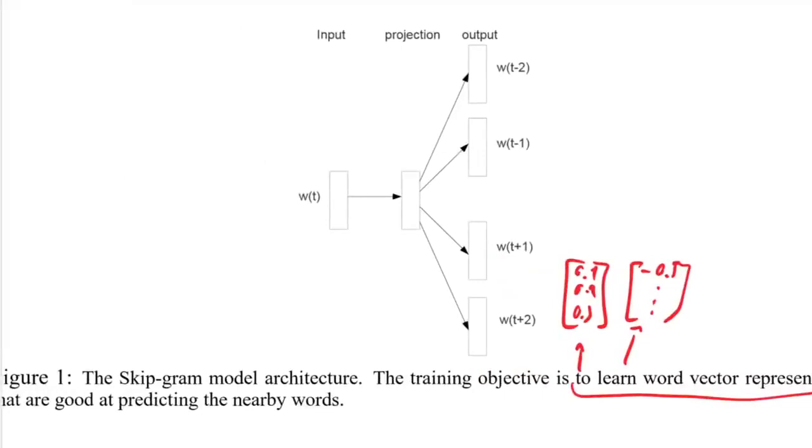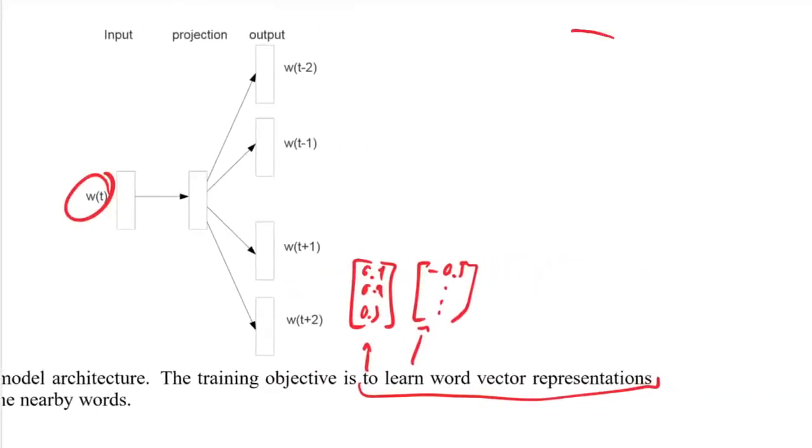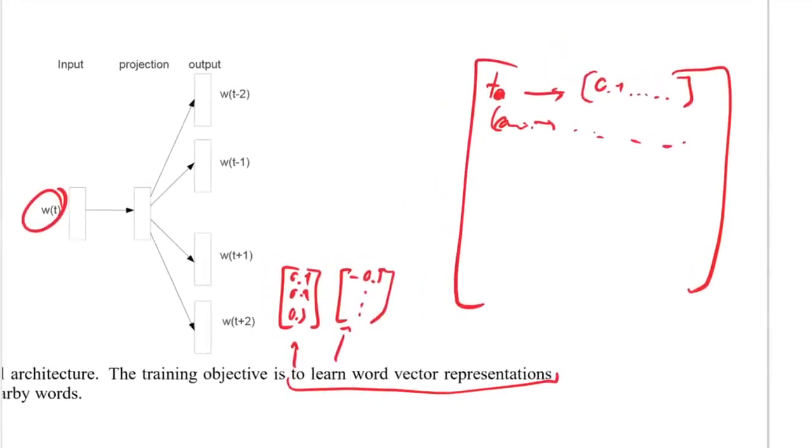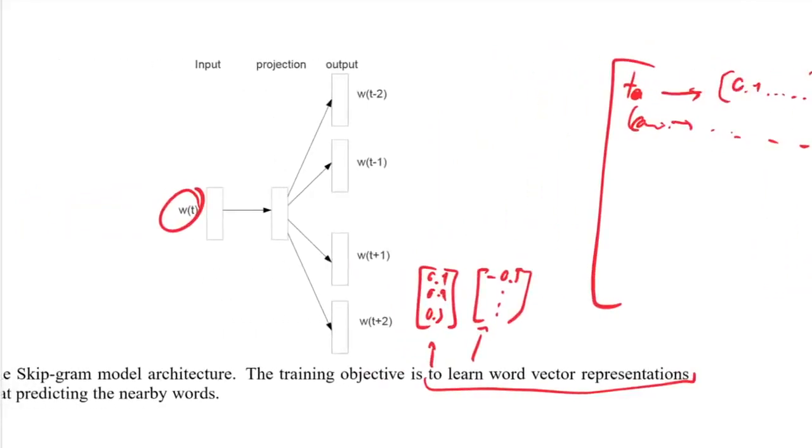So there is an input word, and for each word you have a big dictionary. The big dictionary basically says that the word "to" is going to be mapped to this vector 0.1 and so on. The word "learn" is going to be mapped to that vector. And then you also have these output vectors right here.